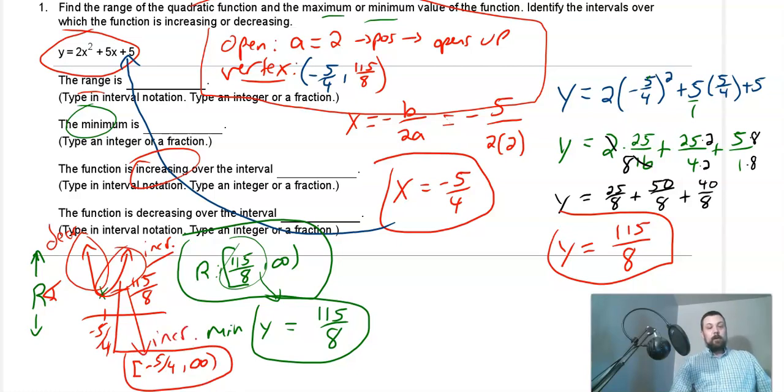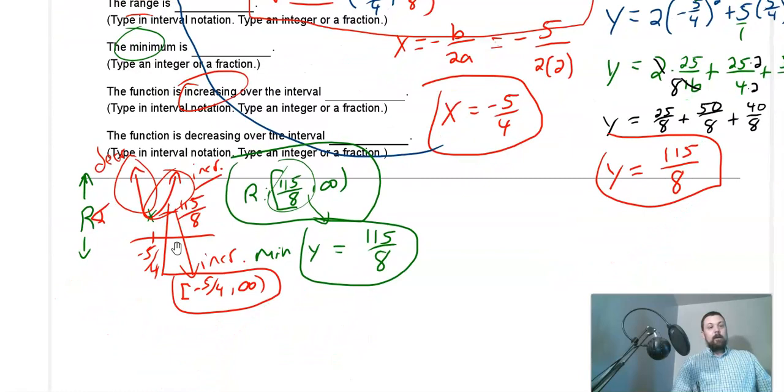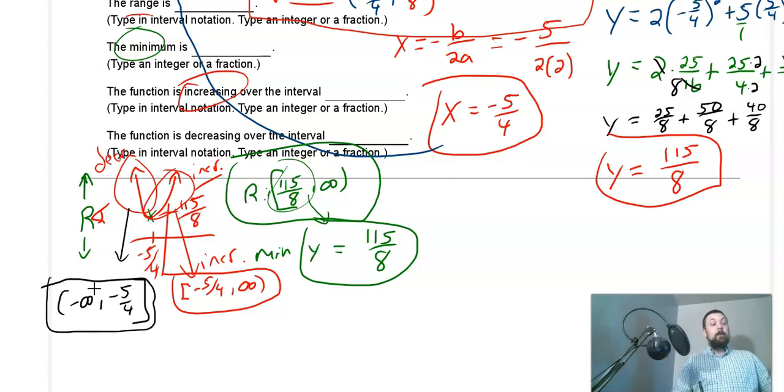All right, so that's the increasing part. It's decreasing from negative infinity, starting from the very left-hand side, up until x equals negative 5 over 4. So you want to use the x-coordinates to describe the increasing and decreasing. You use the y-coordinate to describe the range and the minimum or maximum value. So you needed both parts of the vertex to answer these questions. So decreasing. Okay. So a lot going on in that problem.